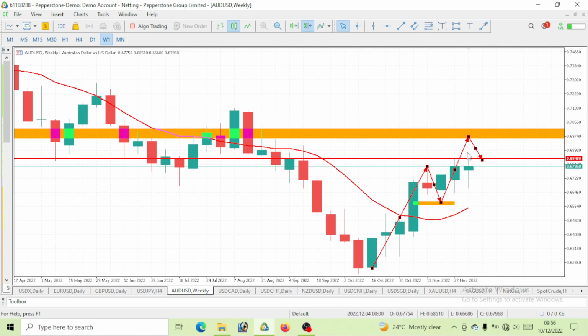Though a pullback has been made within this weekly time frame, which is more visible on the daily time frame. If you take a look at it, this week that passed, we actually had a pullback. The price has gone bullish, so there's no doubt about that.